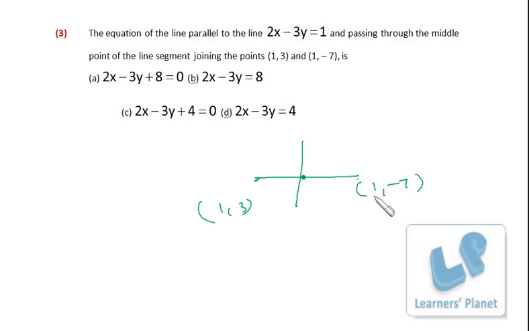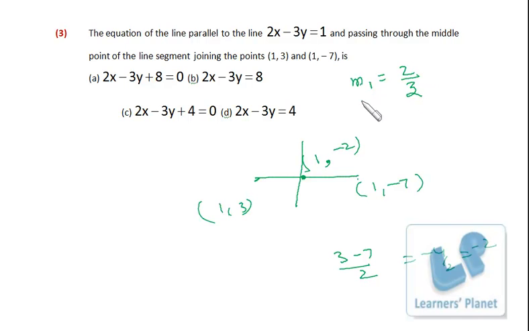So (x1 + x2)/2, that is (1 + 1)/2, so it is 1 only. Then (3 - 7)/2, so it is -4/2, so it is -2. That means this line is passing through the point (1, -2), and the slope will be equal to the given line. Here the slope is m = 2/3.